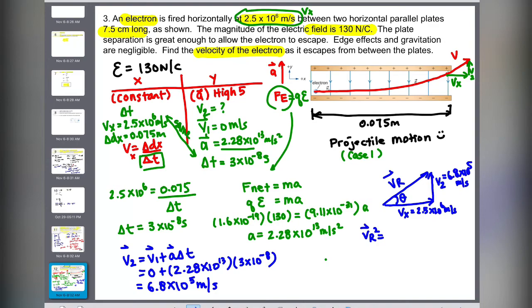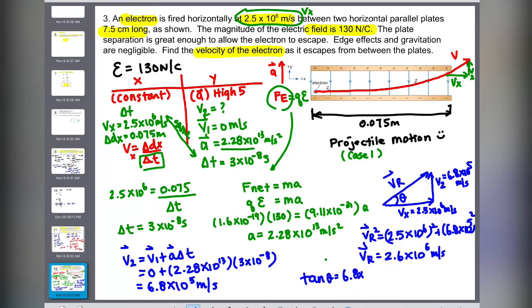All right, so what is VR squared? This is a right-angle triangle, so I'm going to use the Pythagorean theorem: 2.5 times 10 to the 6 squared, adding 6.8 times 10 to the 5 squared. Take the root. So I found the velocity to be 2.6 times 10 to the 6 meters per second. And I need a direction. We're almost there.